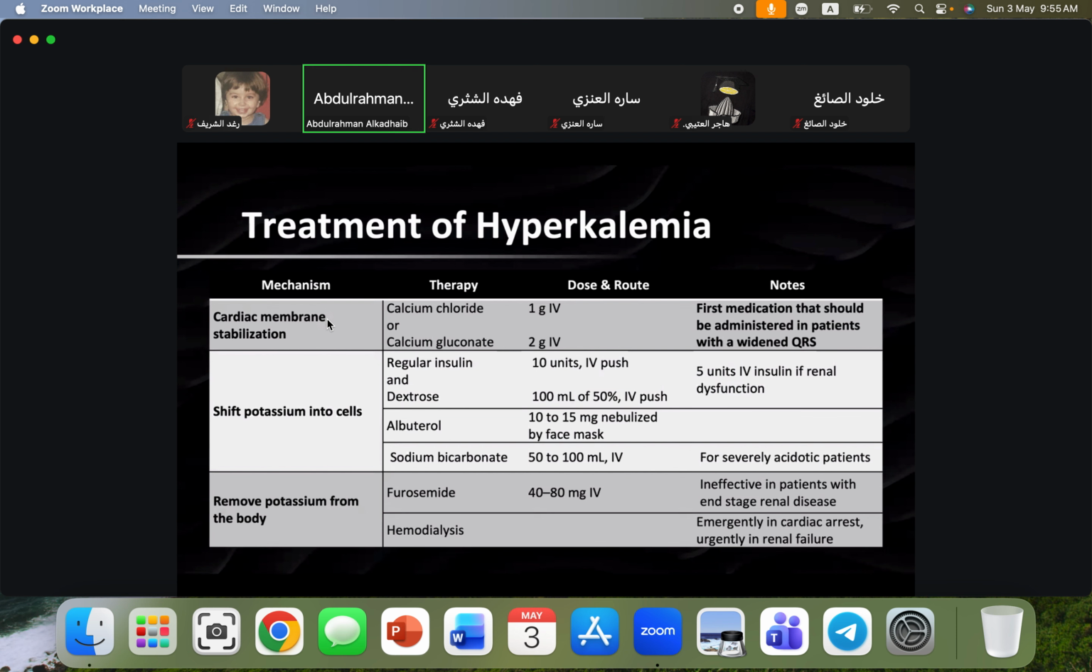So we can use hemodialysis urgently in those patients with renal failure, and we can also use hemodialysis emergently, or as soon as possible, in cases of cardiac arrest.